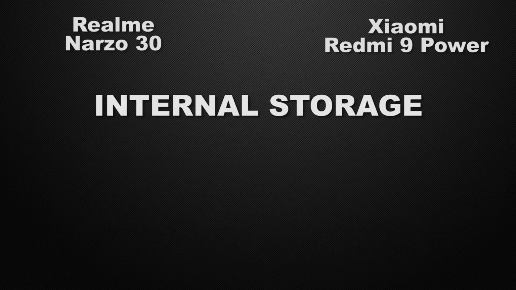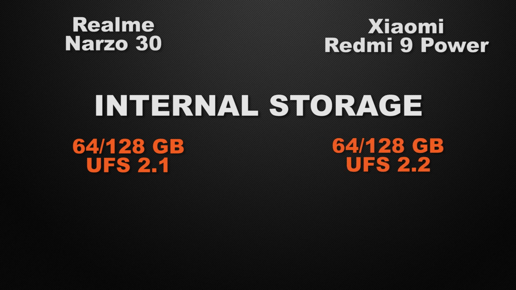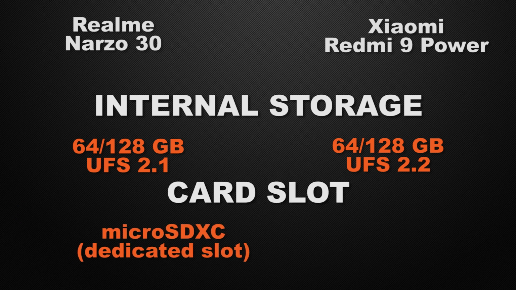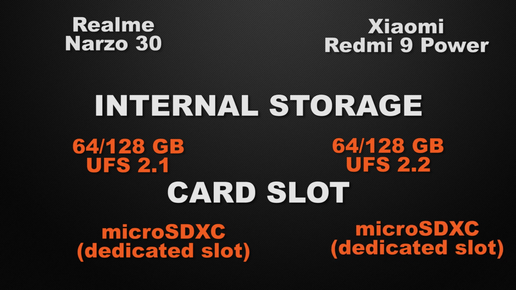Let's talk about the internal storage of the devices. Narzo 30 comes with 64 and 128 GB of storage, whereas 9 Power has 64 and 128 GB of storage. So it's a tie. And about the external storage of the devices, Narzo 30 has a dedicated card slot, whereas 9 Power also has a dedicated card slot. So it's a tie here.